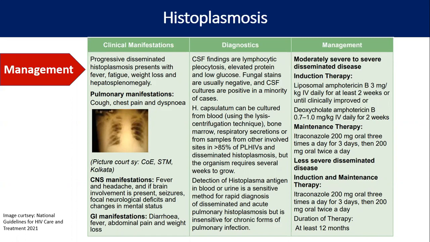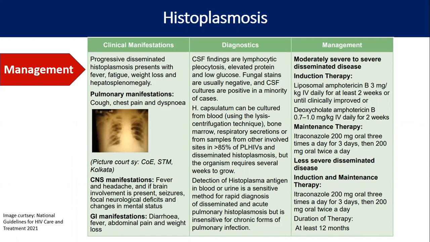Diagnosis: CSF findings are lymphocytic pleocytosis, elevated protein, and low glucose. Fungal stains are usually negative, and CSF cultures are positive in a minority of cases. Histoplasma capsulatum can be cultured from blood using the lysis centrifugation technique, bone marrow, respiratory secretions, or samples from other involved sites in more than 85% of PLHIV. In disseminated histoplasmosis, the organism requires several weeks to grow.